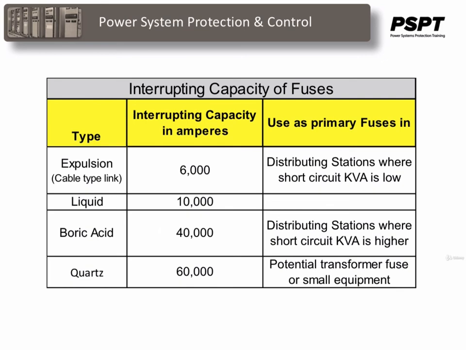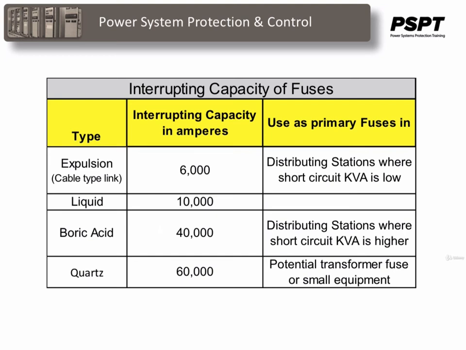Expulsion or cable type link fuses have the lowest rating of about 6,000 amps, and it's used primarily in distribution stations where short kVA is low. Liquid type fuses interrupt about 10,000 amperes. Boric acid will take on 40,000 interrupting amperes capacity. And again, they're used in distribution stations where short kVA is higher than the expulsion type fuses experience.